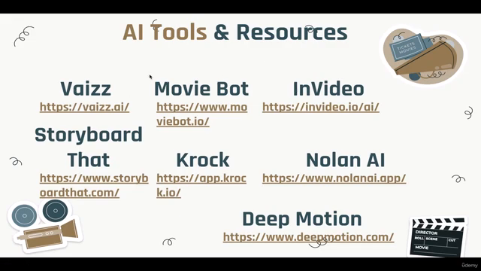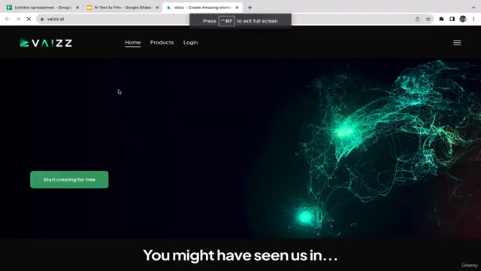So the first 3 tools, Faiz, MovieBot, and InVideo. These 3 tools are AI text-to-film generators, right? So all you need to do is to type in any topic that you want, any genre that you want, and then click generate. And in less than a couple of seconds, AI is going to automatically generate you a full film, all right? So let's click on this link and it will take you here.